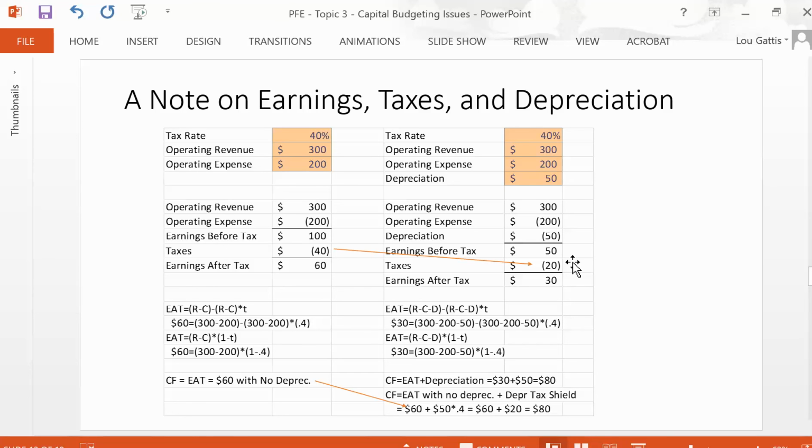And how you calculate a depreciation tax shield is you simply take the depreciation expense, $50, times the tax rate, 40%. That's $20. That is what's going to save me. That's the difference between this 40 and 20. So I can just pretend it's no depreciation and add that $20 depreciation tax expense to get an $80 cash flow. I know a lot of people get confused with this idea of depreciation not being a real expense and earnings versus cash flows. So hopefully this made some sense.